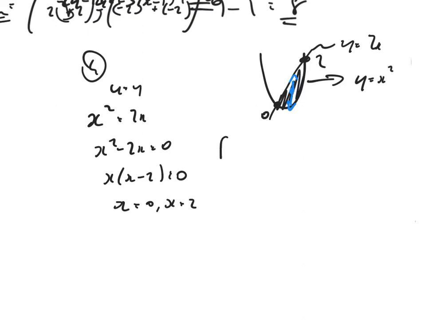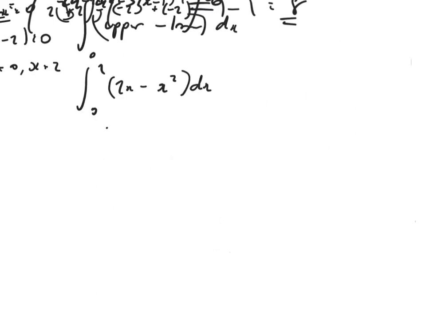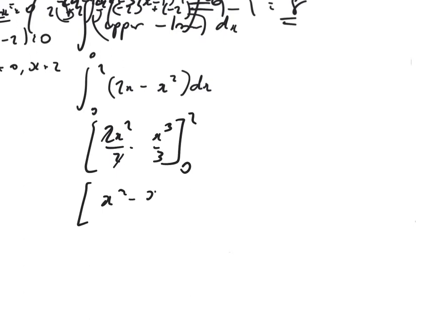So that's my limits. So between 2 and 0, and it's going to be upper minus lower. Okay, so between 2 and 0, the upper function again is the straight line, so that's 2x minus the lower, which is the parabola, x squared. Okay, then I'm going to integrate. Okay, so add 1 to the power, divide by my new power, between 2 and 0. I can then cancel those. So it's going to be x squared minus x cubed over 3 between 2 and 0.